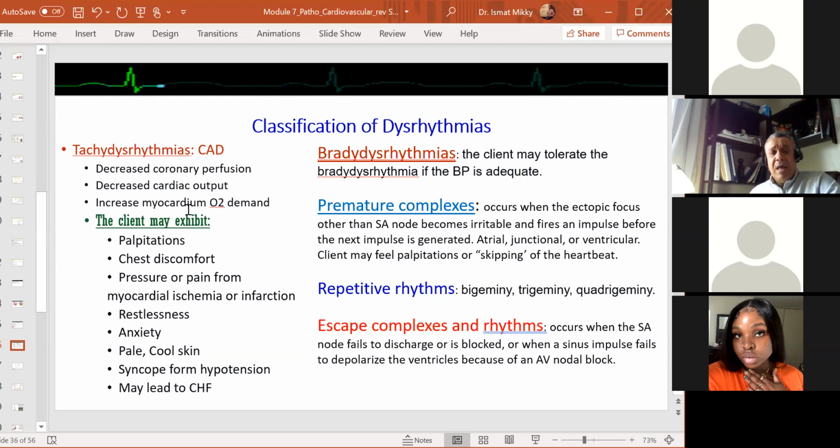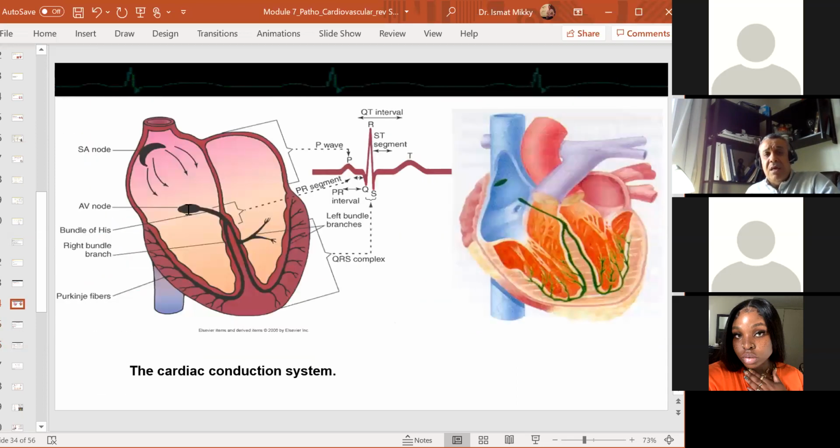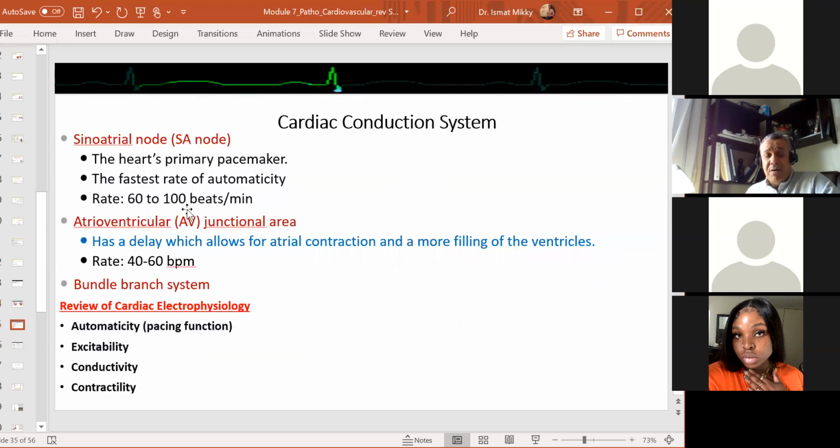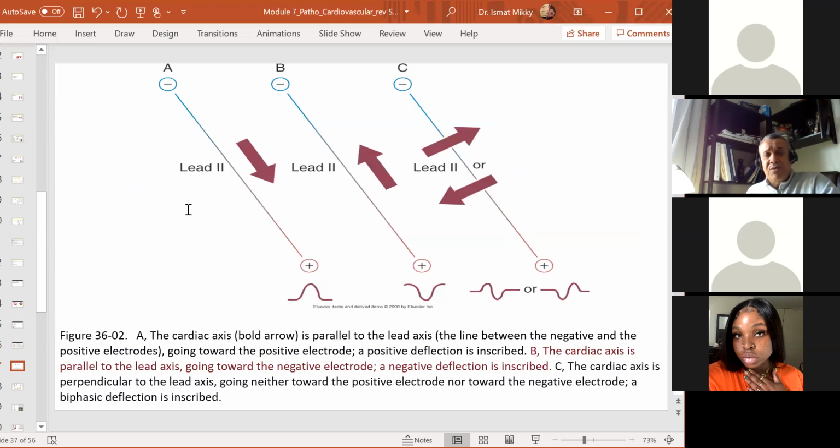Premature complex. I'm not asking for all of these, but just at least to know the basic pathophysiology, which is the causes, etiologies, the normal conduction system, and where the origin of the impulse is, from the SA node, which is a basic concept. All of this will be covered in Adult Health 2 and 3.